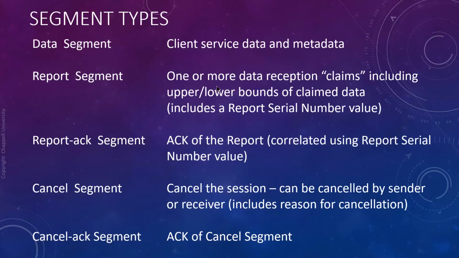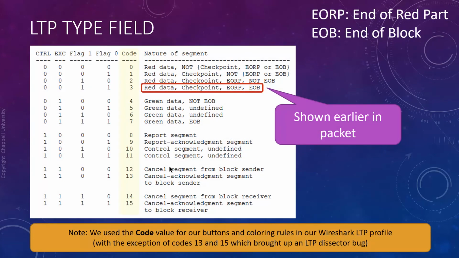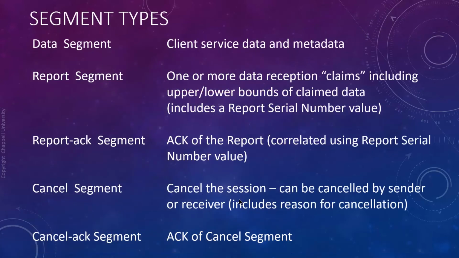So here are some of the different segment types that you would see. There's the data segment, which contains the service data, metadata, whatever. There's your report segment that includes the claims section and the report serial number. Report ACK, which is correlated with the report using the report serial number. And then the idea that you can cancel a segment and cancel ACK. And going back, there are 2 different sides of canceling. Who's going to cancel, the sender or the receiver? They're each defined separately.